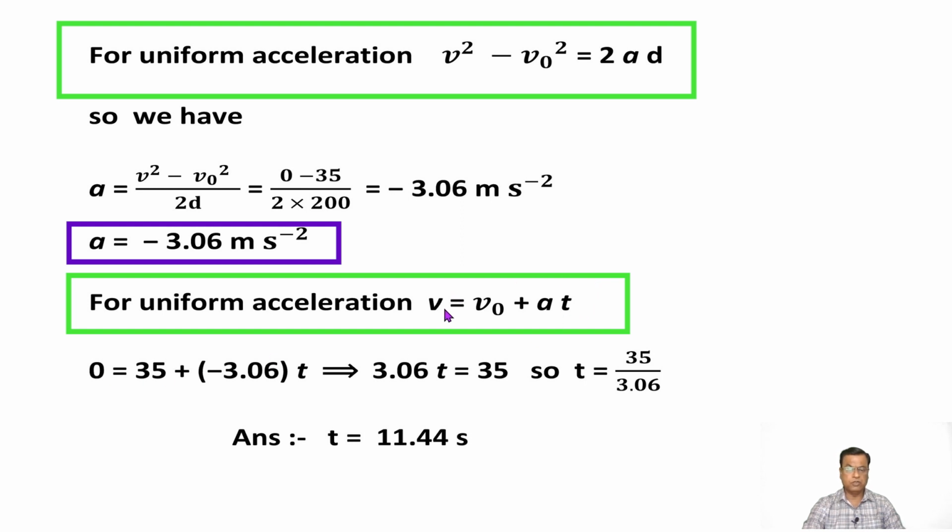So substitute value V, final speed is 0, initial speed is 35 and value of acceleration we have obtained minus 3.06 here. With the sign we have to apply. And so make the subject, T equal to 35 upon 3.06. So final answer T equal to 11.44 seconds. So after 11.44 seconds car becomes stationary.